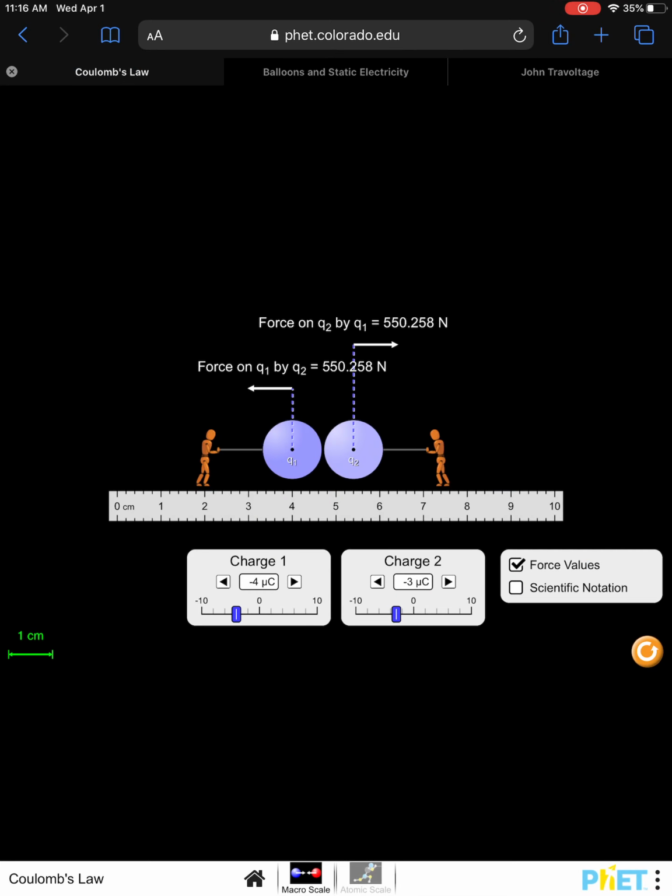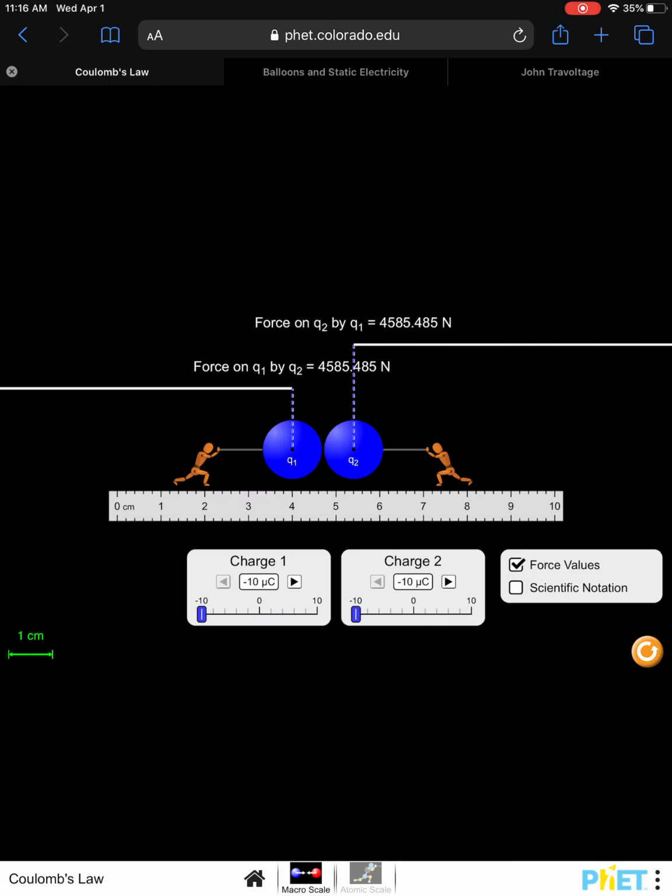We can also look at Coulomb's law. This was one of the first videos you looked at, the one that really looked like the law of universal gravitation. It's a very similar simulation to the one for universal gravitation within PhET. If we increase the charge, let's make them both negative. The saying is opposites attract, same charges repel. If they're both negative, they push away.